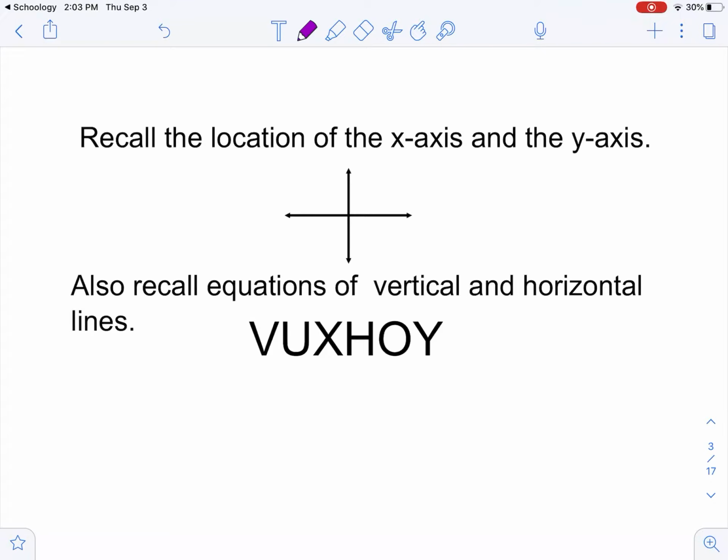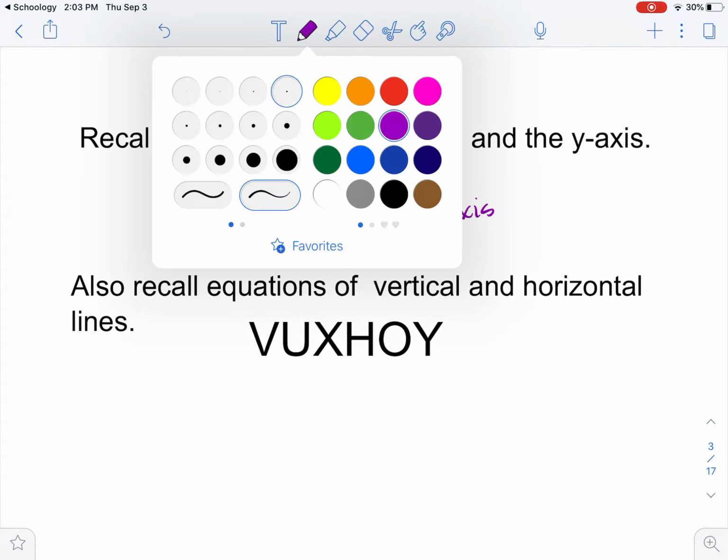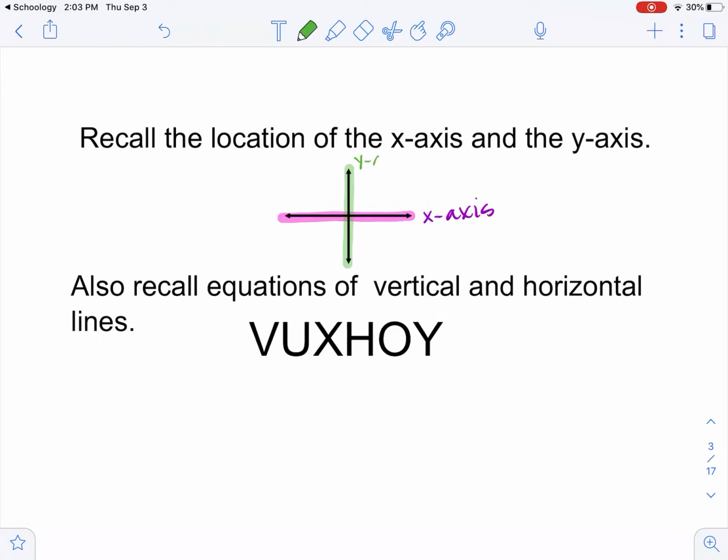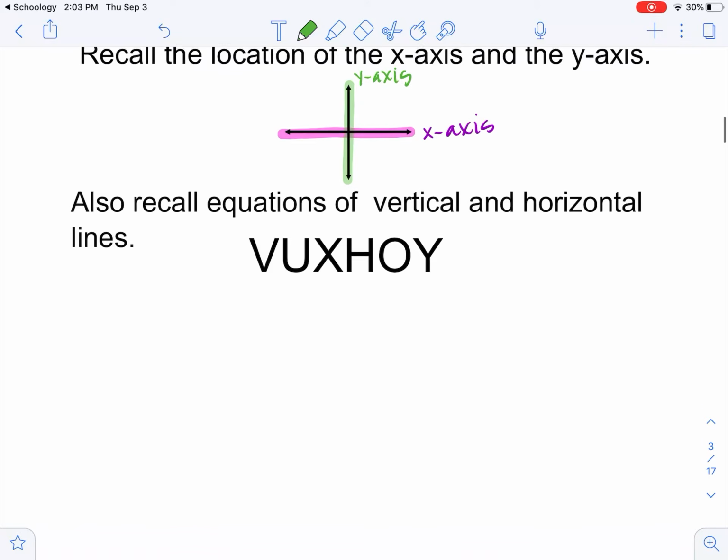Before we get started, because you have to know where these lines are, let's talk about them. As a reminder, let's recall the location of the x-axis and the y-axis. This axis right here, the horizontal axis, that is your x-axis. This axis right here, your vertical axis, that is your y-axis. Sometimes a problem will say reflect the point over the x-axis or reflect the point over the y-axis. So you have to make sure you know which axis is which.